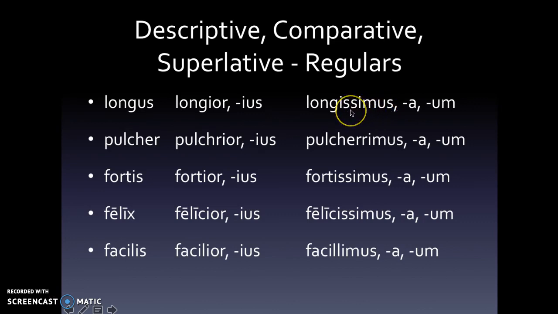The superlative is easy to remember because there will always be a double consonant followed by imus. Double L, double S, or double R is what you will always see. The comparatives use your third declension adjective endings. The superlatives use your 1-2 adjective endings.